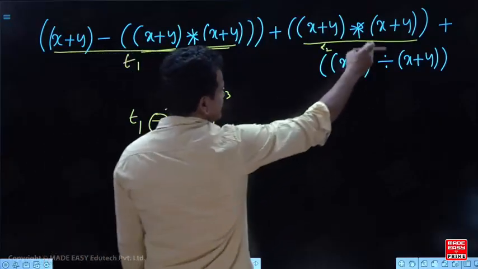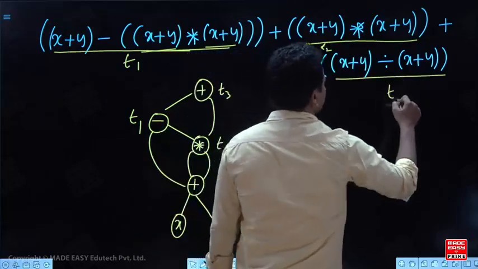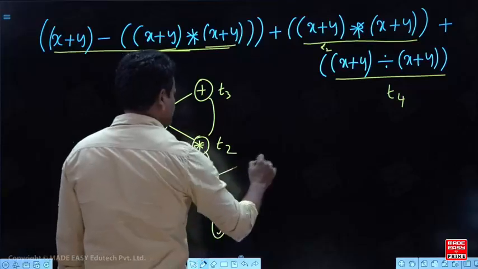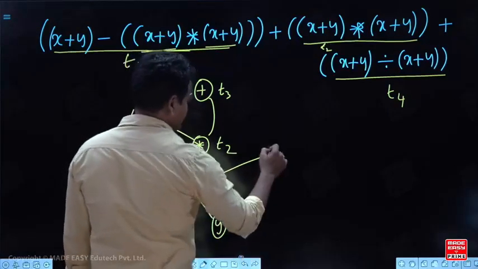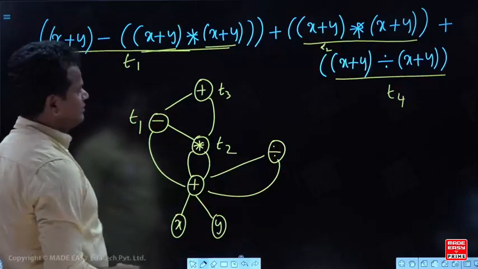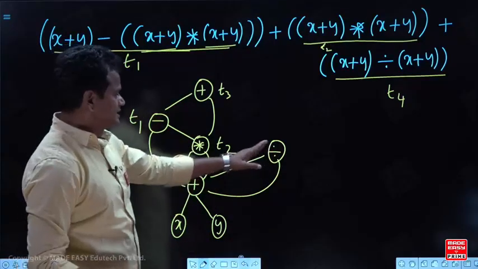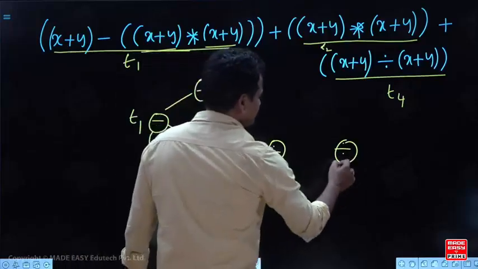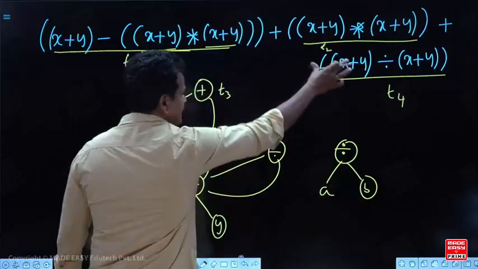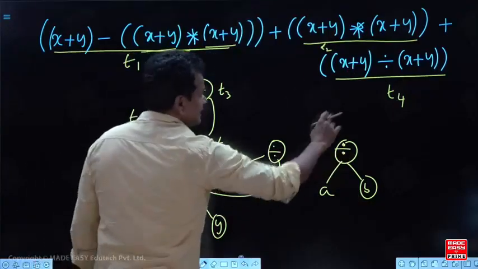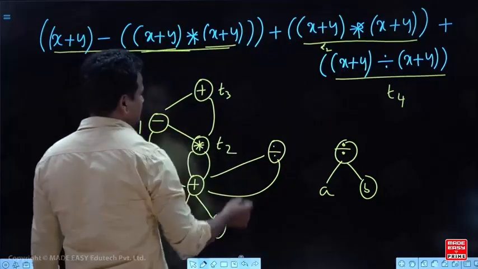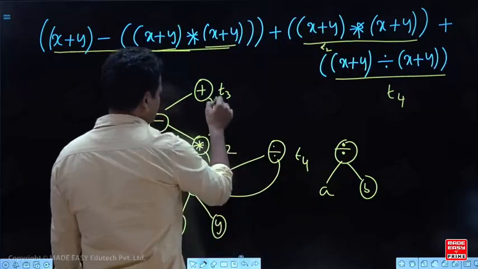For this T3, you add T4. What is T4? X plus y divided by x plus y, this one. Yes or no? What is the meaning of this one? A by B. What is A? X plus y. What is B? This one, x plus y. So this is T4, and T4 must be added to this one.